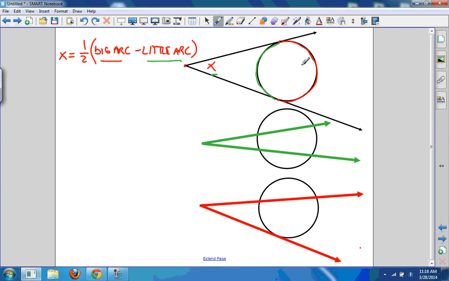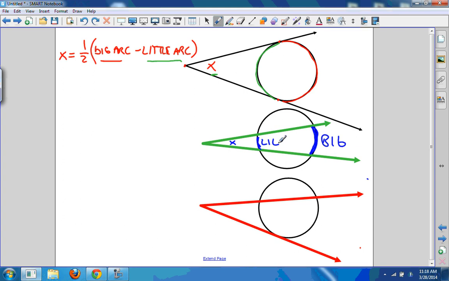All right. In the next problem here, in the next drawing, we have two secants. They're going through there. And it's actually going to be the exact same formula. We have 1/2 times the big arc minus little arc. In this case, if I say this is X, my big arc isn't quite as big as before, but we have an arc from these two lines, and then my little arc will be right here.